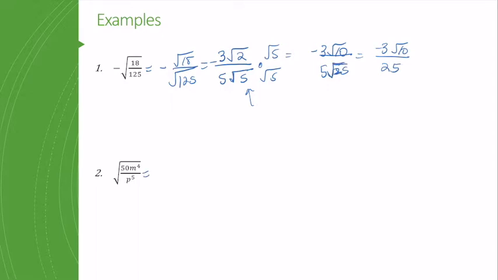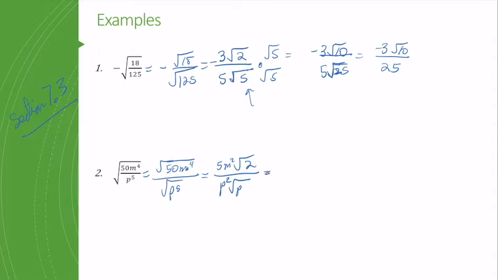Let's try this again. I have the square root of 50m to the 4th over the square root of p to the 5th. Well, that's going to give me p squared, square root of p in my denominator, and 5m squared, square root of 2 in my numerator. And if you need a refresher of how to simplify radicals, go ahead and take a look at section 7.3. That's a great place to have a nice little refresher.